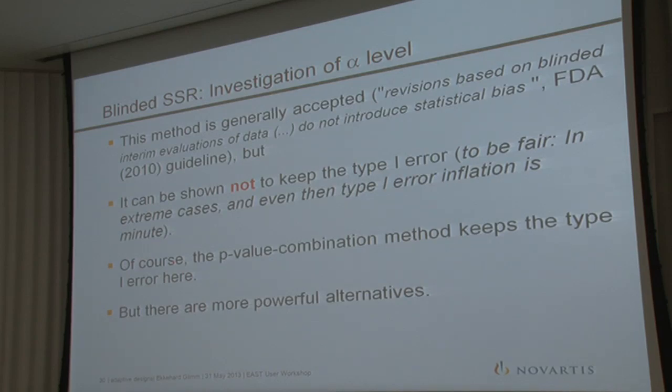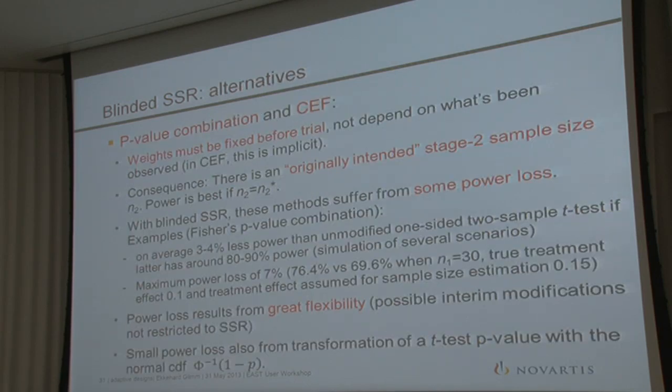But, I mean, yeah. And the type 1 error inflation is minute, so they may have difficulties picking it up. But formally, this is not a method that has been proven to keep the type 1 error. It's just one thing that the health authorities have decided to be acceptable. But of course, the combination p-value method keeps the type 1 error because we can always use that. But again here, we can use the restrictions to come up with something more powerful.